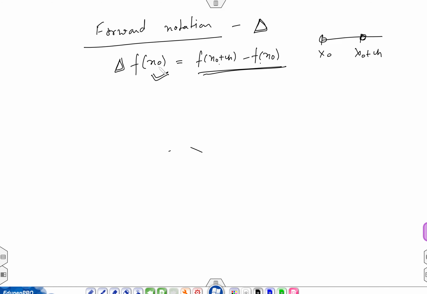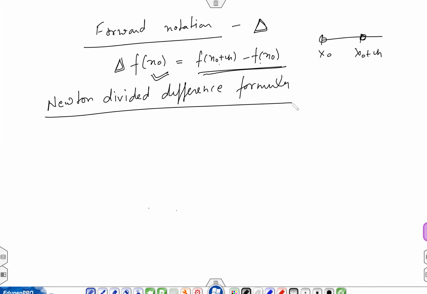So that's why we are calling it the Newton forward formula. Now again go back to the Newton divided difference formula. I'm writing that formula again so that it will be easy to understand how we are doing it. Sorry, the Newton divided difference formula. So the formula is what?